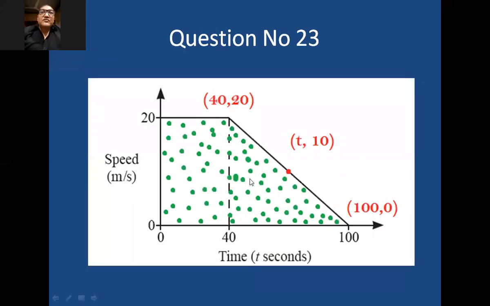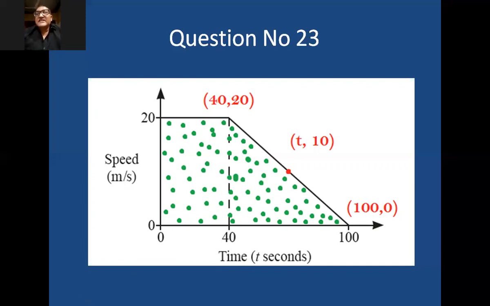So let me show you. The total time taken is 100 seconds. And the total distance traveled will be this green portion, the area under the speed time graph. That is the total distance traveled, so I can find it very easily. It's the area under the speed time graph, and this shape is a trapezium.